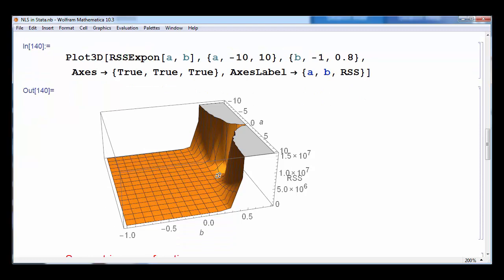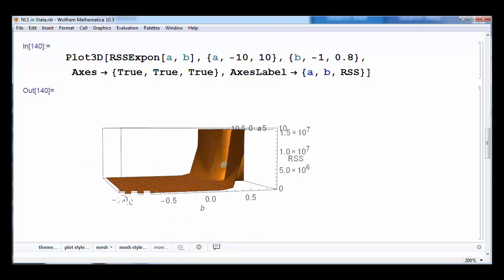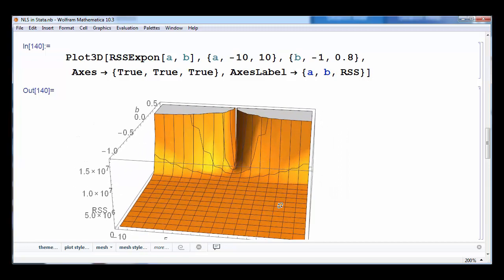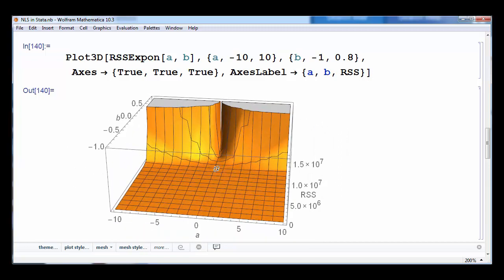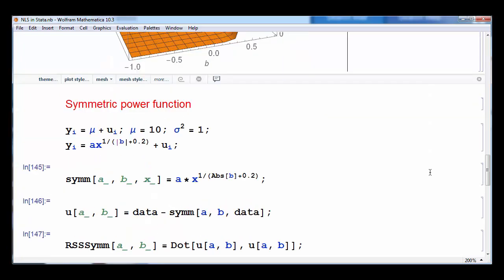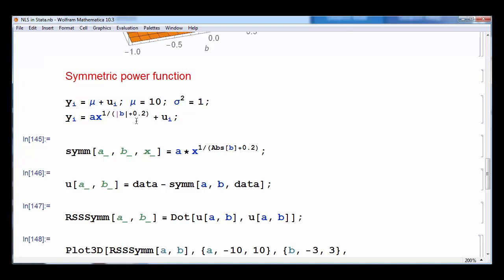Here's the plot, okay? It is slightly different from what we had before. I would say it is more regular. And the minimum can be found in Stata, which I do later, and it is somewhere here, okay? And finally, this is what I call the symmetric power function. The model is the same, our generated data the same, but we are trying to fit this equation. And I am doing this in order to illustrate the possibility of having two minimizing points for a and b.